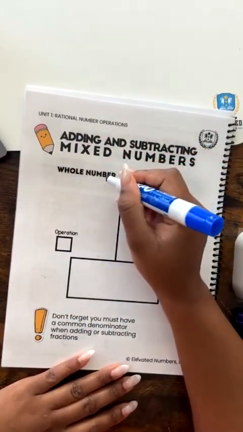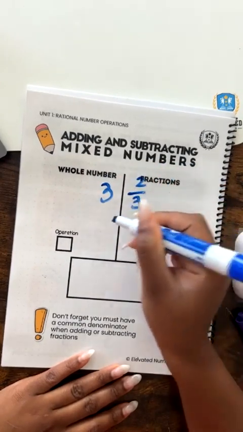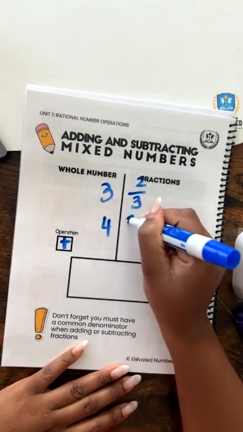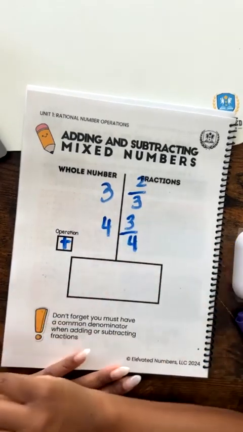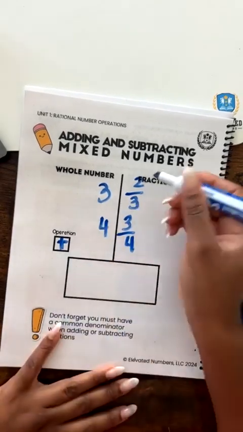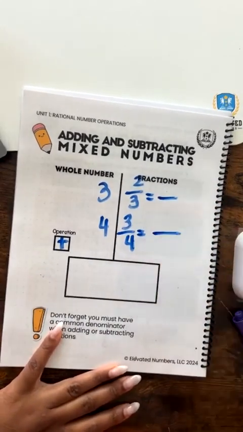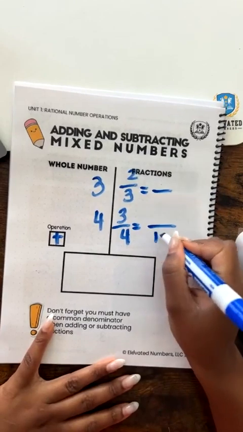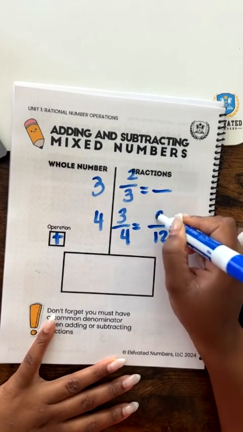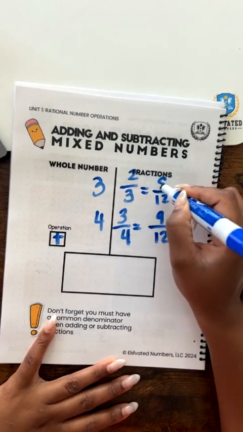All right, we got 3 2/3 plus 4 3/4. So again, we need common denominators. What is a multiple of 3 that's also a multiple of 4? Well, that would be 12. 4 times 3 is 12. 3 times 3 is 9. 3 times 4 is 12. 4 times 2 is 8.